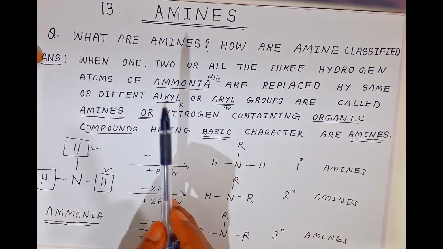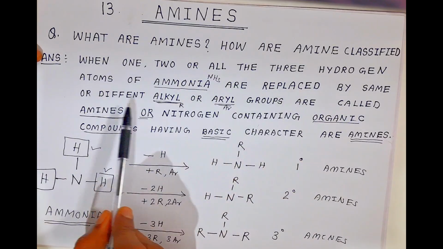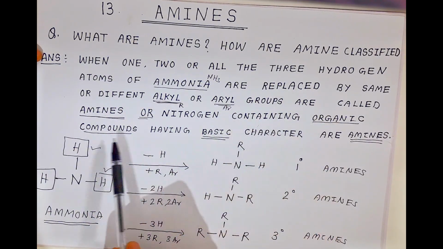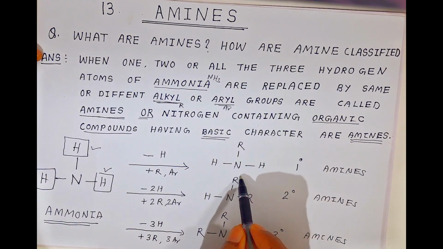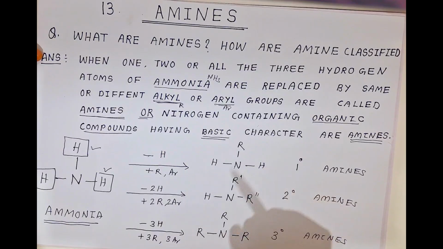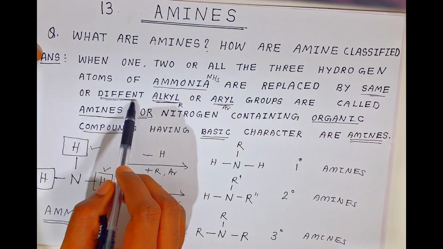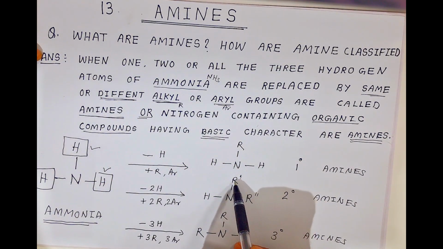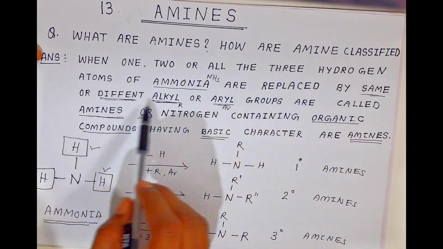So this is the definition: when 1 or 2 or all 3 hydrogen atoms of ammonia are replaced by the same or different alkyl or aryl groups, they are called amines. The nitrogen containing organic compounds having basic character are called amines. Suppose this is R, then this may be R dash also. That means the groups may be the same or different. Sometimes this is one alkyl and this is a second alkyl. Suppose it is methyl, the other may be ethyl. That is why it is replaced by the same or different alkyl or aryl groups.